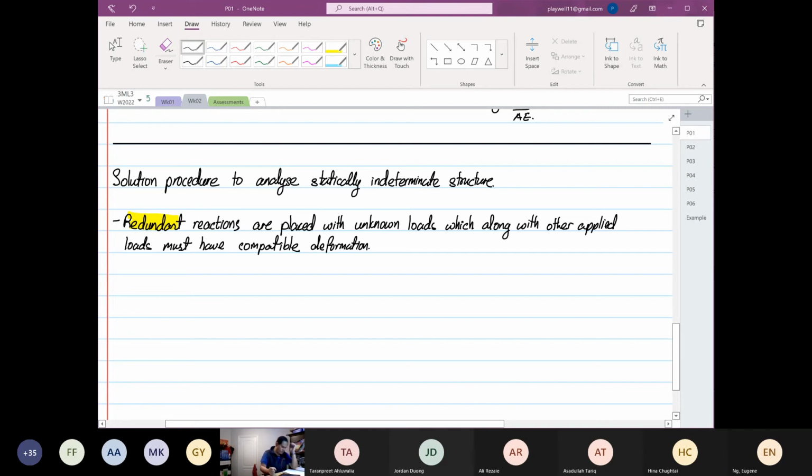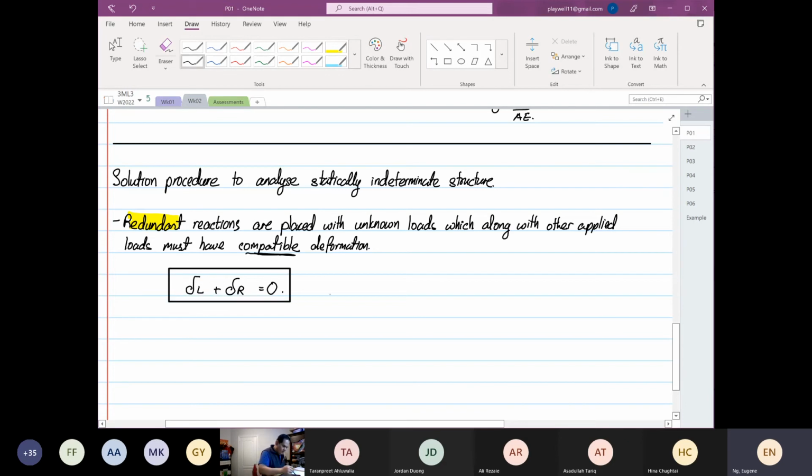Just to write it out in the form of math: deflection of the applied load plus deflection of the redundant load, not resultant, must be equal to 0. The term compatibility means deflection due to the load and deflection due to the redundant must be the same. So when you put both equations together, it must be equal to 0.